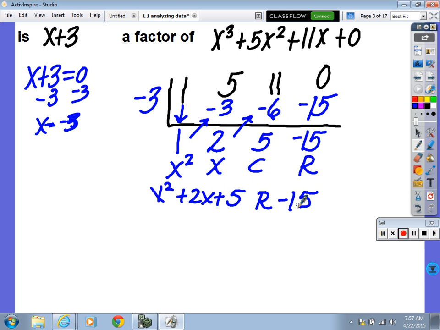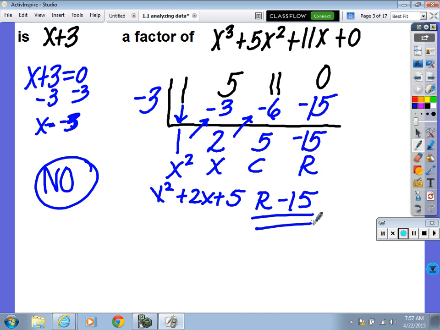So did it divide into it evenly? So it's not a factor. We could still divide it, but that's not a perfect factor of that polynomial. So the answer on this one would have been no, just because we have a remainder. Okay. Any questions on those?